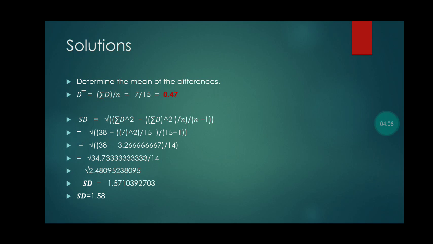So that would be 38 minus 7 squared divided by 15, all divided by 15 minus 1. That would be the square root of 38 minus 3.2666667, divided by 14. The answer there is 34.73333333 divided by 14. The radical is still not removed, so that would be 2.4809583895. Take the square root to remove the radical sign. So our standard deviation is 1.57510392703, which rounds to 1.58.